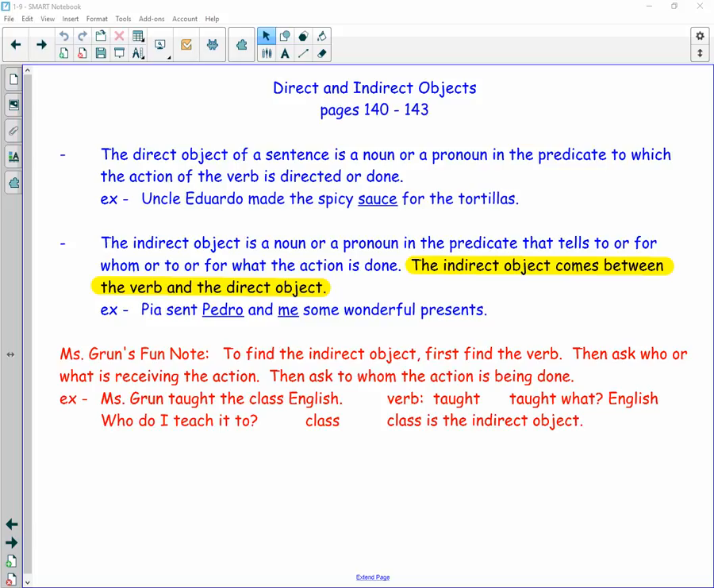The direct object of a sentence is a noun or pronoun in the predicate to which the action of the verb is directed or done. Uncle Eduardo made this spicy sauce for the tortillas. He made what? He made the sauce.